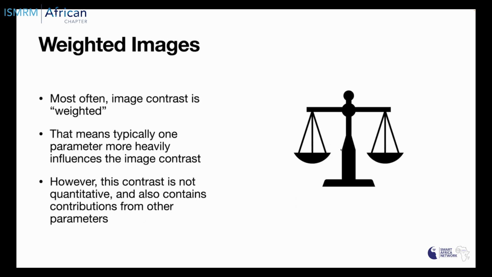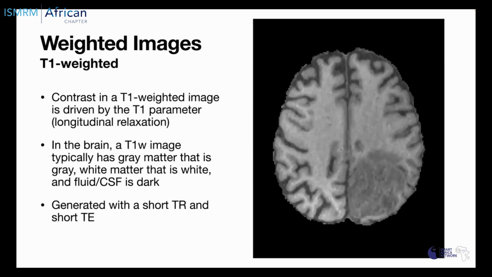One of the things I want to talk about now are image contrast and the concept of weighted images. Most of the images that you acquire, if we're talking about structural imaging or functional imaging or diffusion imaging, are contrast weighted. That means that typically one parameter is more heavily weighted or more heavily influences the image contrast. But the contrast is not quantitative, and it contains contributions from other parameters.